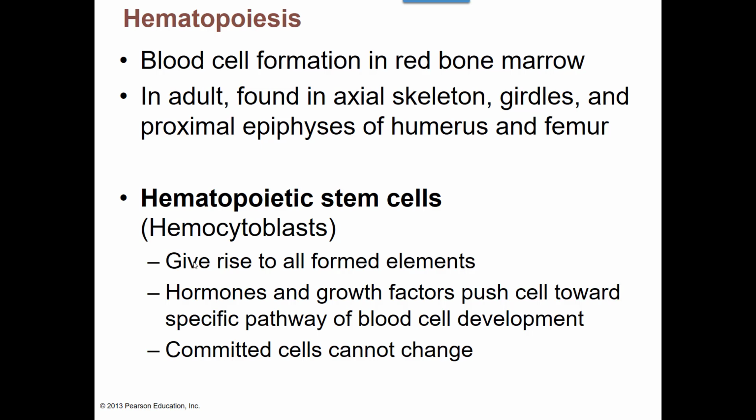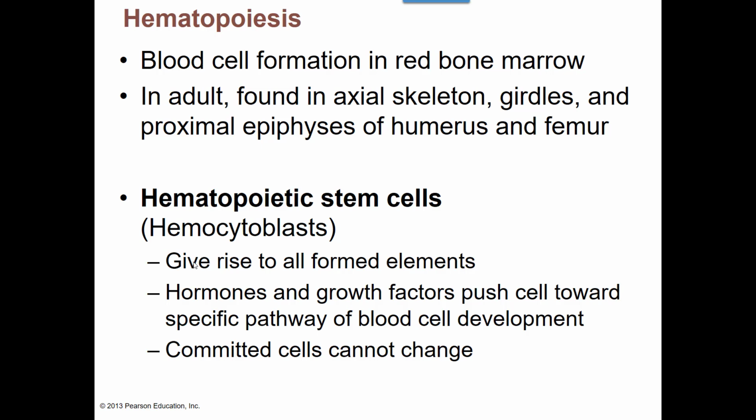Now, our bone marrow churns out about an ounce of new blood every single day. And in an ounce of blood, you can easily have 100 billion new blood cells. That's a lot of cells we're making every single day.